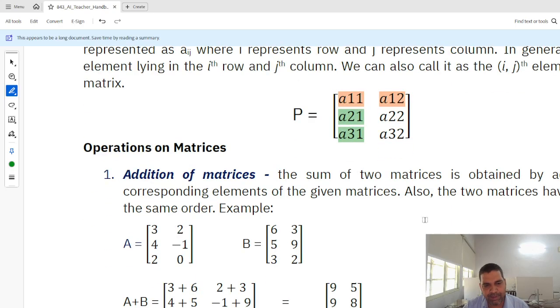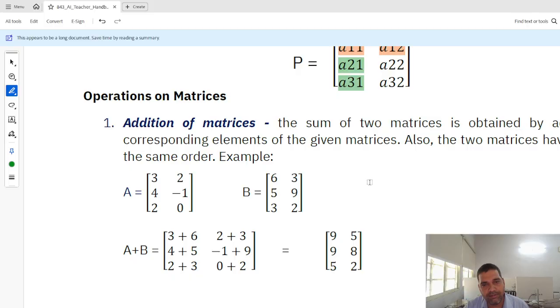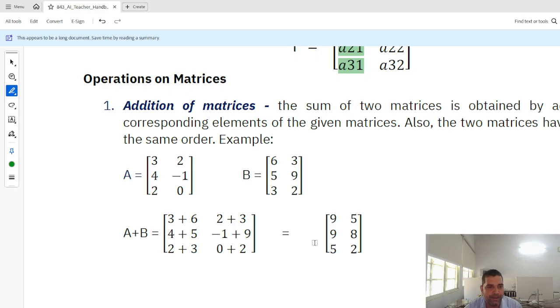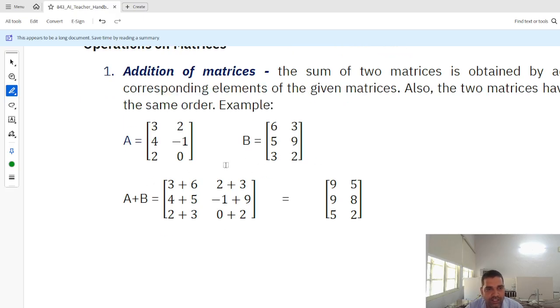So this is the mathematics part, students. How do we do the addition of matrices? We add the matrices according to their positions. The first row, first column value will be added with the second matrix's first row, first column. So add 3 with 6, 2 with 3, 4 plus 5, minus 1 plus 9, 2 plus 3, and 0 plus 2. So 3 plus 6 gives 9, 2 plus 3 gives 5, 4 plus 5 gives 9, minus 1 plus 9 gives 8, 2 plus 3 gives 5, 0 plus 2 gives 2. This is called addition of matrices.